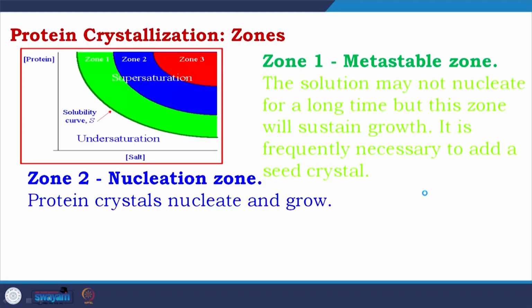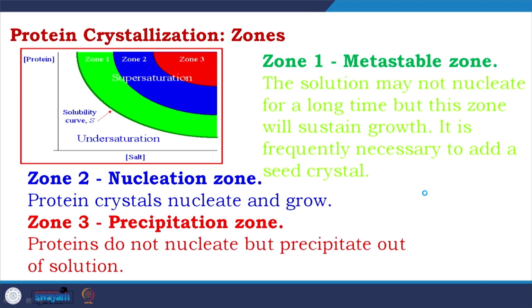Zone 2, nucleation zone, where protein crystals nucleate and grow. Zone 3, precipitation zone, where protein does not nucleate, but precipitates out of solution. So, if you are lucky, you will get zone 2. If you get zone 1 and that remains there, after some time you have to start thinking of different strategies like increasing the concentration of the protein or the precipitant. If it goes to zone 3, then immediately you know that this condition is not fit for crystallization. You have to think again about reducing everything.